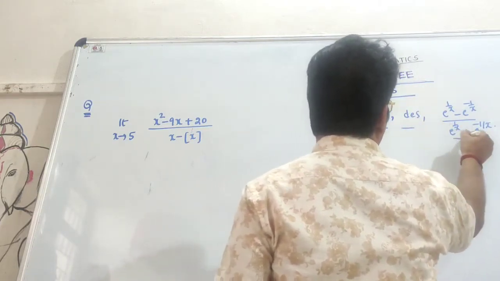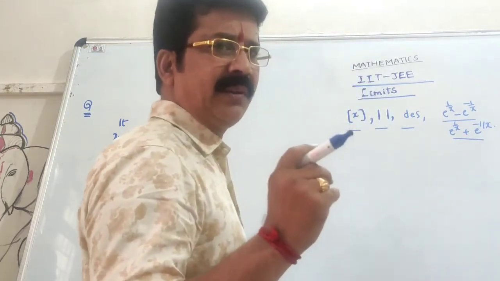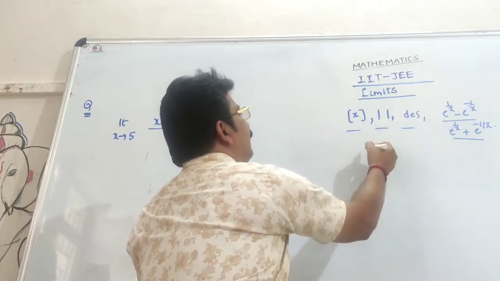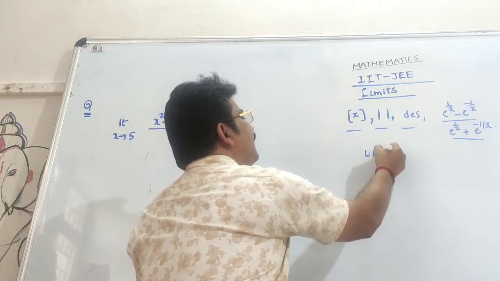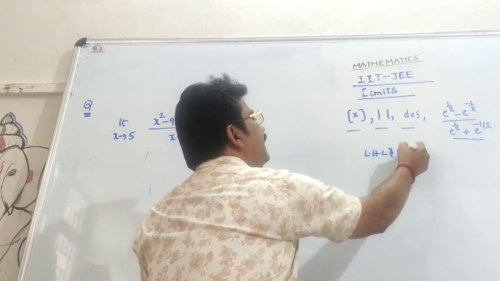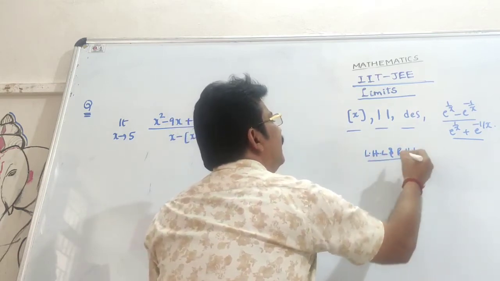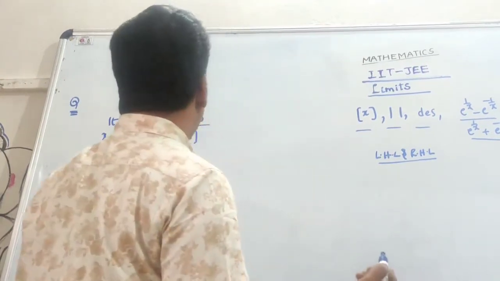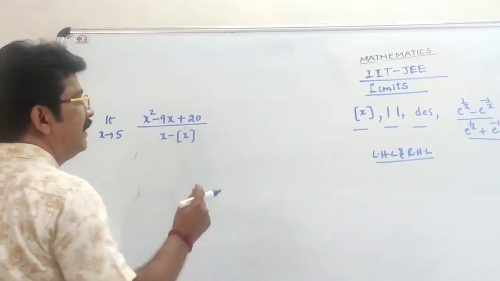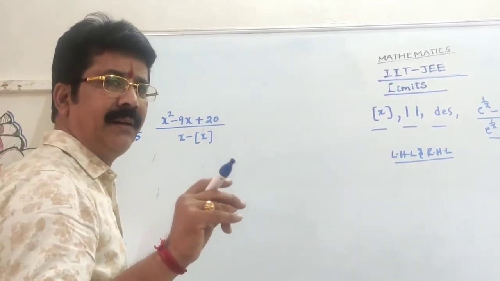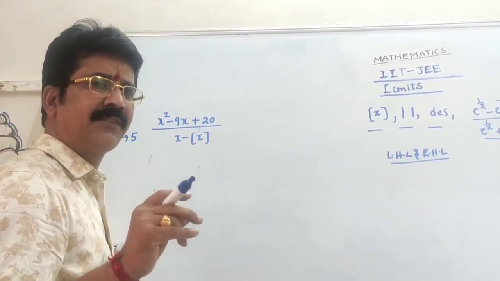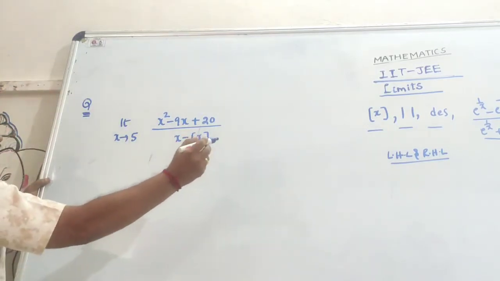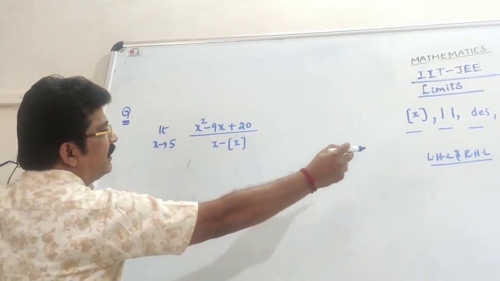1, 2, 3, 4. Four different special kinds of functions are there in mathematics, for which we have to use left hand limit and right hand limit. We should not find the limit directly. Why? Because box of x will take different nature according to the interval. Understand? Okay. Here box of x is there. That's why I am taking LHL and RHL.